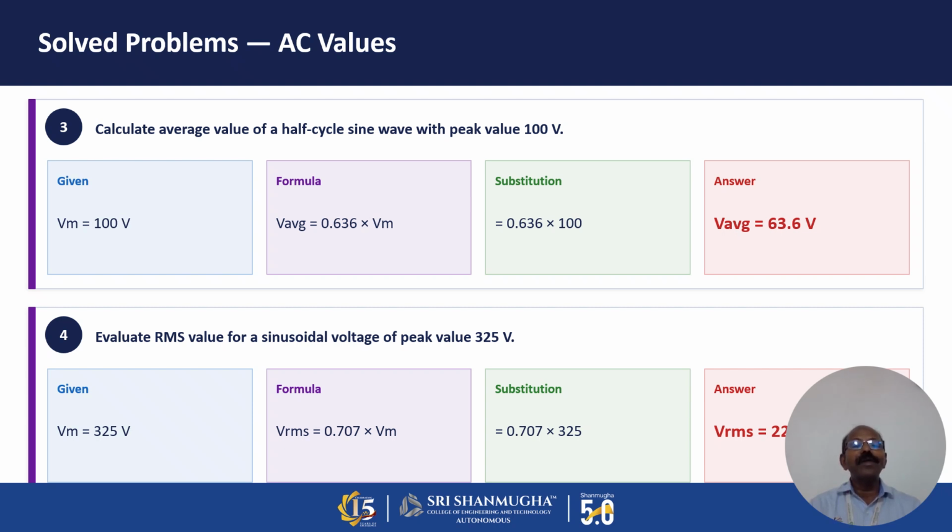Okay. Next, for example, evaluate RMS value for a sinusoidal voltage of peak voltage 325 volt. So the peak value or the maximum value V max is given as 325 volt, and we have to evaluate VRMS. Okay, so we can substitute the formula. VRMS is equal to V max into 0.707. So substituting the direct value, 0.707 into 325, you are getting the answer VRMS.